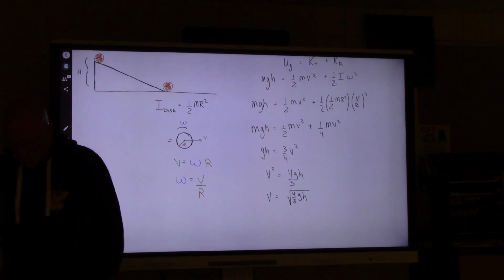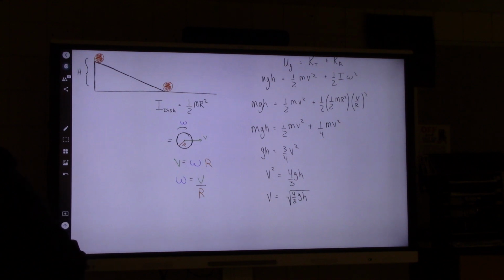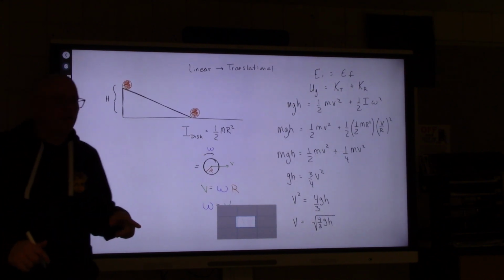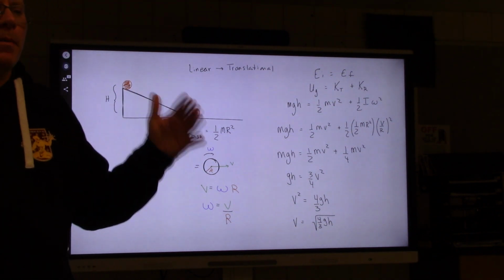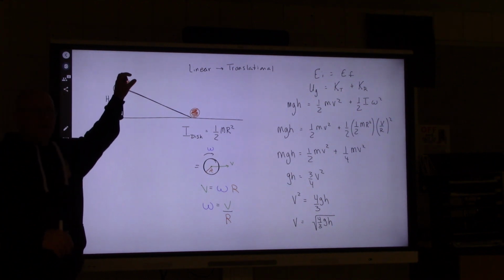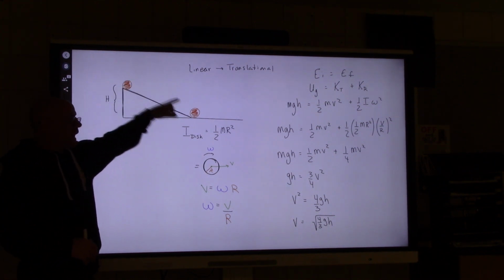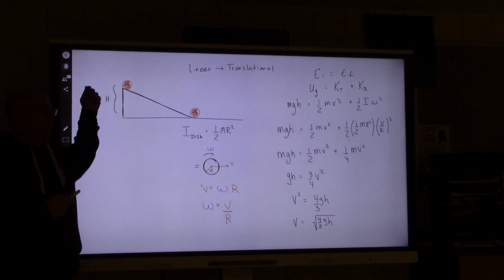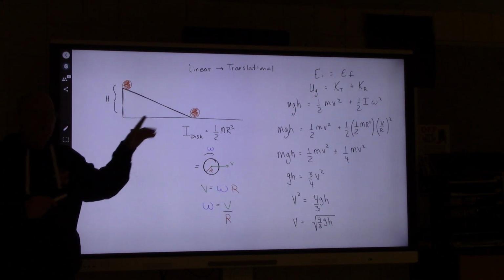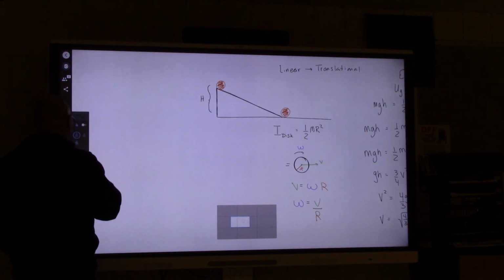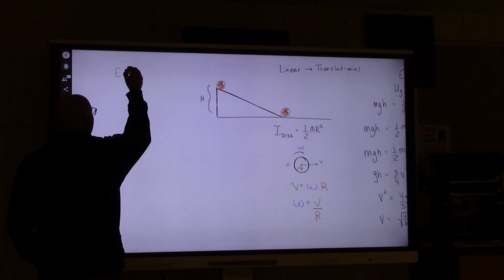Now, here's the thing I think is really cool. In order to get this to roll, you have to have some minimum amount of friction. Because if I just put this on here and there was no friction, what would happen to the disc? It would just slide down. True? So what friction does is it provides enough force to get it to roll. But let's take a step back and calculate this as if there were no friction at all and it just slid down.